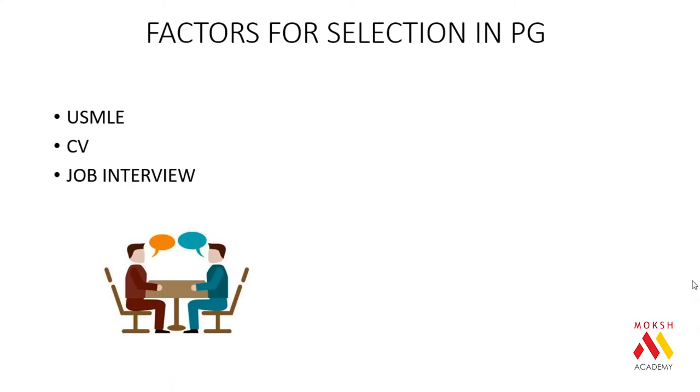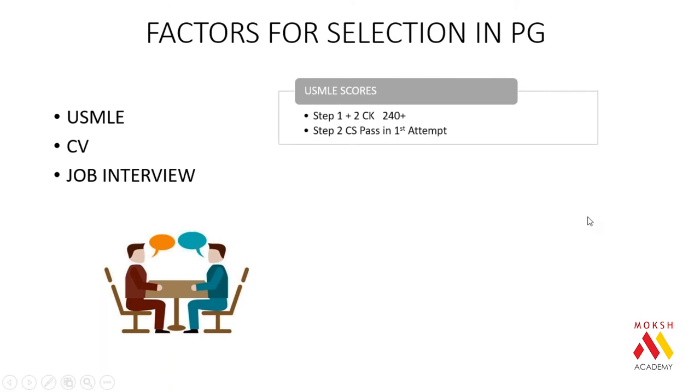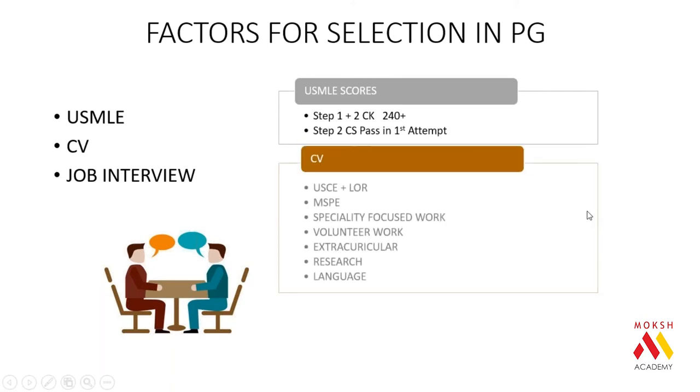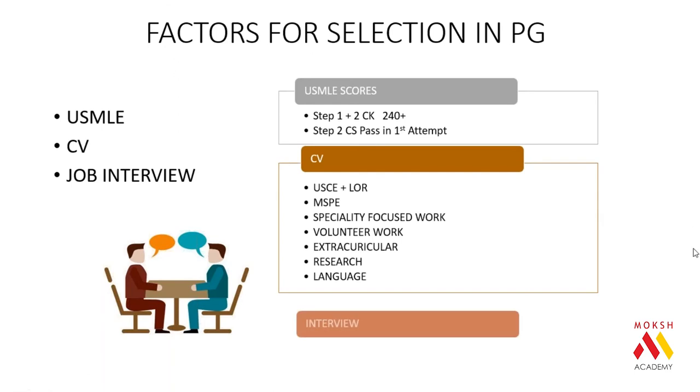Now the obvious question is, what are the factors for selection for residency? First factor is Step 1, CK 240 plus, CS pass in first attempt. Then of course is the CV. What are the factors in CV?